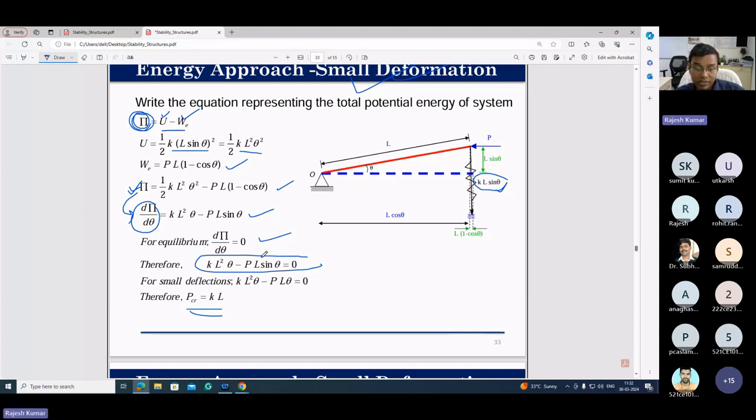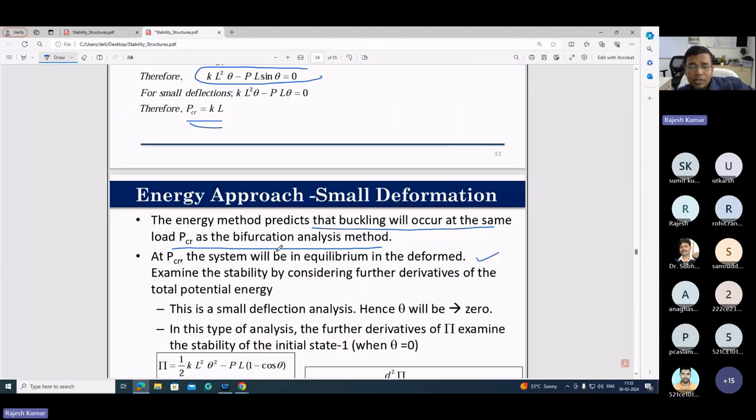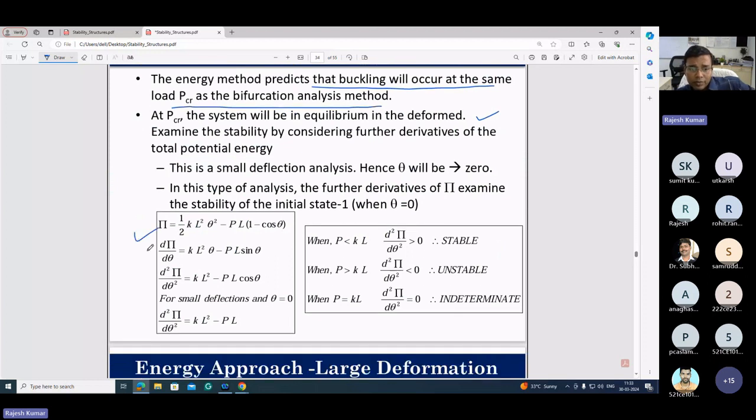For P less than PCR, whether the path is stable or not. When P is greater than PCR, whether the path is stable or not. Exactly at P equal to PCR, whether the path is stable or not. This path you need to examine. How to examine? You need to find higher order derivatives. If you do these higher order derivatives for small deformations, then you will see that for P less than KL you have stable, unstable, and intermediate.